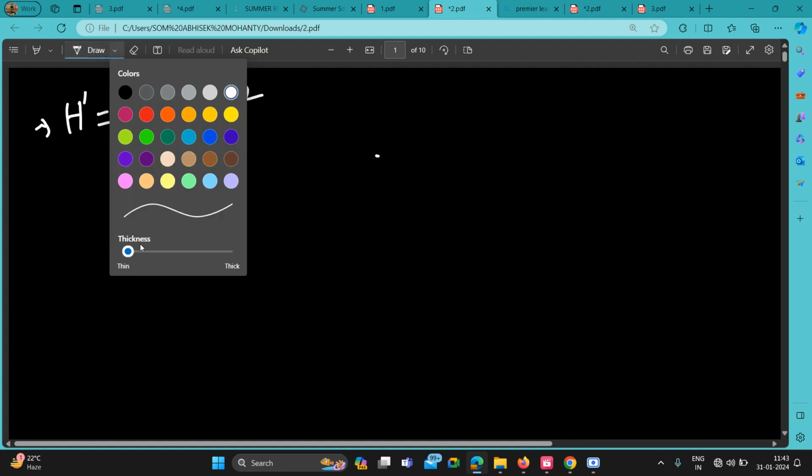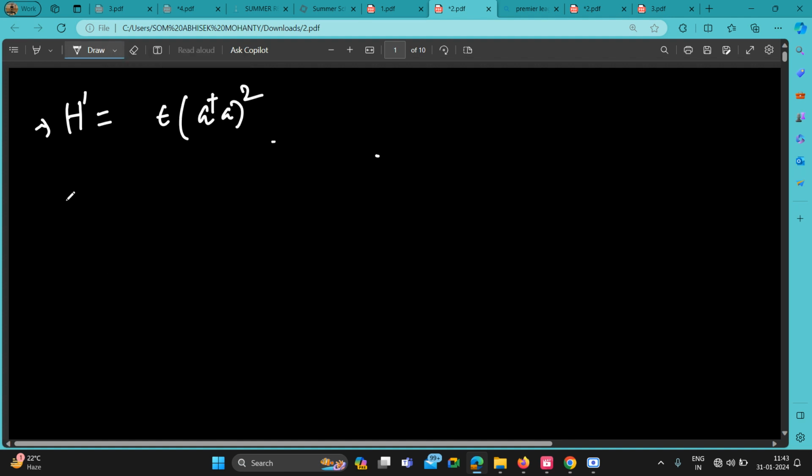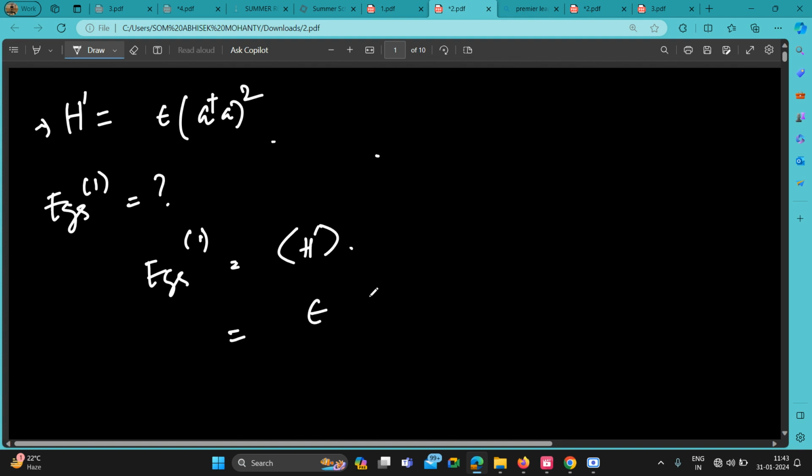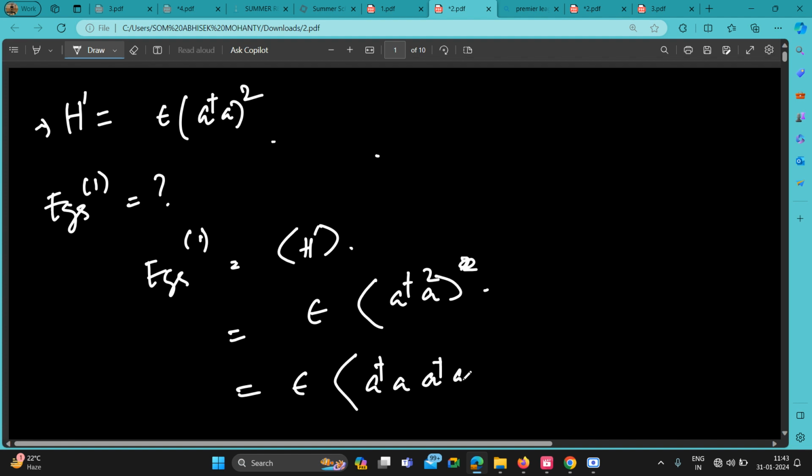So this type of question also comes. H dash is equal to epsilon (a dagger a) whole square. Okay, so again, we have to calculate E_n^(1). E_n^(1) is the expectation value of H dash, which is epsilon times the expectation value of (a dagger a) squared.